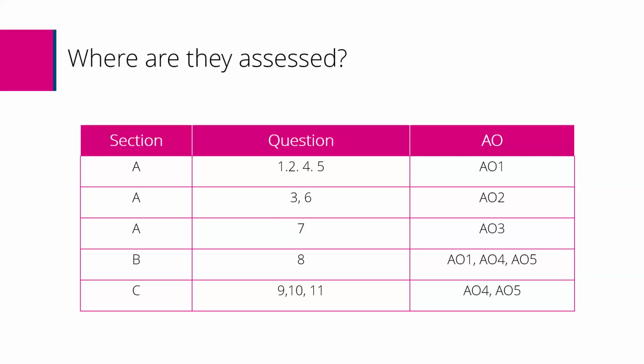So that's section A of the paper. Section B of the paper, question 8, assesses AO1, AO4 and AO5. And section C of the paper, which is questions 9, 10 or 11, just assess writing AO4 and AO5. So that is how the assessment is put together.